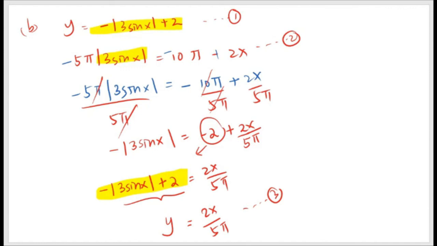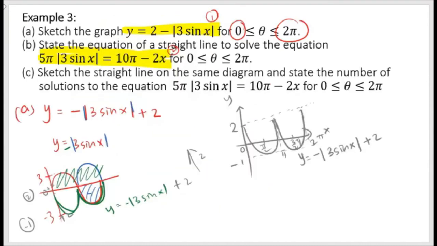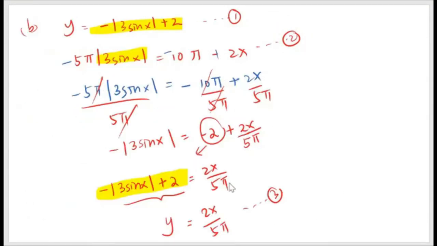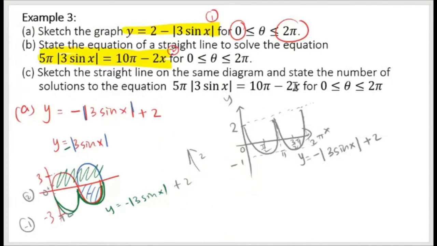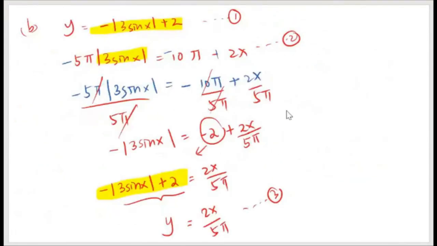Okay, it wants you to state the equation. So we are done with part B already. Then we go to part C now. Sketch the straight line on the same diagram. It wants you to sketch the equation of this straight line on the same diagram and state the number of solutions. Actually the same as the previous question, just the things it wants are the same.